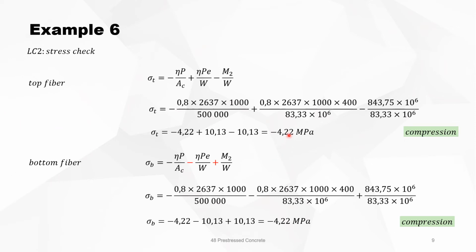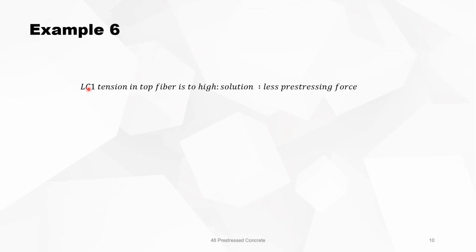This is logical because we have used the load balancing method, and so at midsection it should be like that. And the base load was 4 megapascal. You will see it coming here. But now load case 1 gives tension in the top fiber. It's too high. So the solution is less pre-stressing force.